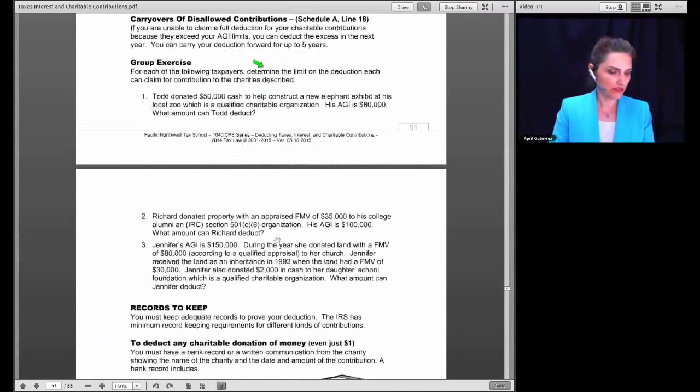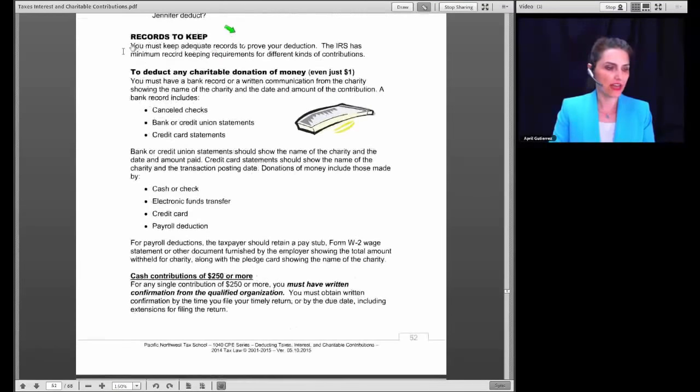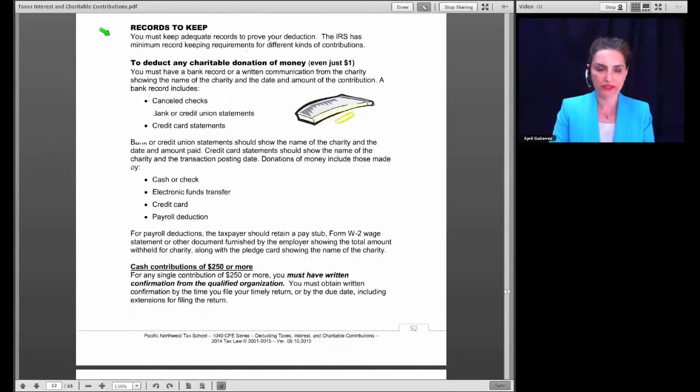So we were talking about these limits, and then we did our group exercise, and now we're back on page 52 looking at records to keep. You must keep adequate records to prove your deduction, and the IRS has minimum record-keeping requirements for different types of deductions. Firstly, to deduct any charitable donation of money, even just $1, you must have a bank record or a written communication from the charity that shows the name of the charity and the date and the amount of the contribution.